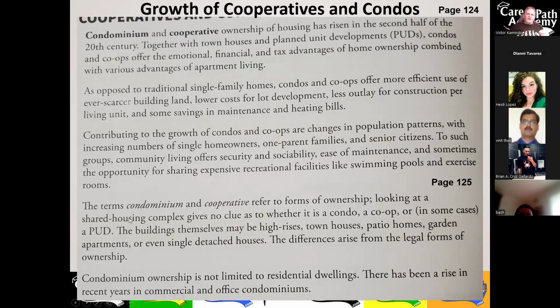So the terms condominiums and cooperatives refer to forms of ownership. And looking at a shared housing complex would give you no clue as to whether it's a condo or a co-op, or in some cases, a PUD. The buildings themselves can be high-rises, townhouses, patio homes, garden apartments, and single-family detached houses. The differences arise from the legal form of ownership.